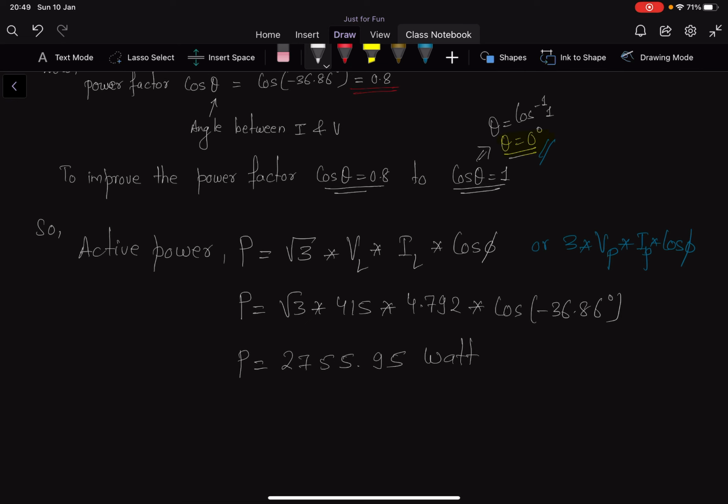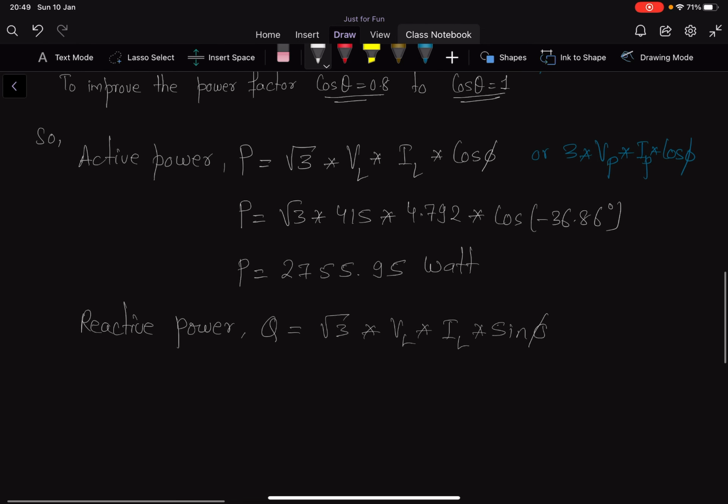Okay. Now we need to find the reactive power as well. Reactive power, we prefer to write as Q, and the formula is exactly the same, but in place of power factor we use sine of the angle. So root 3 times VL times IL times sine phi.